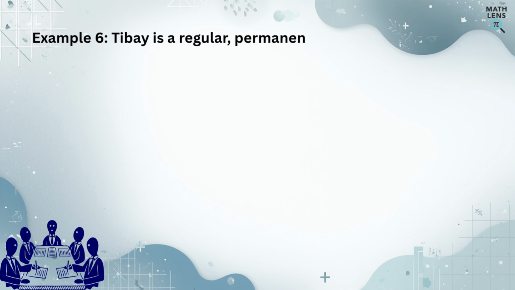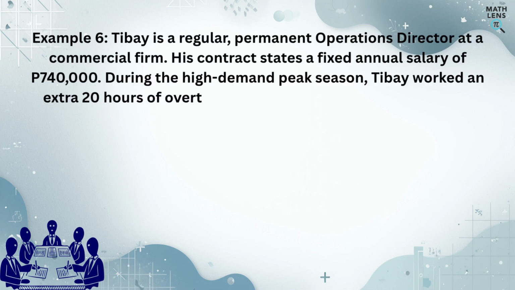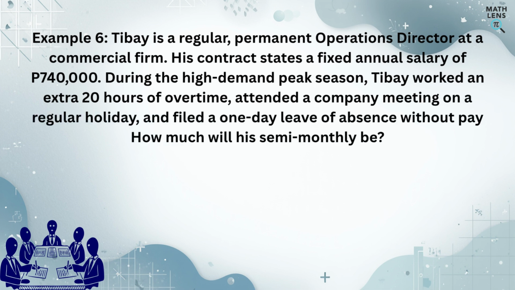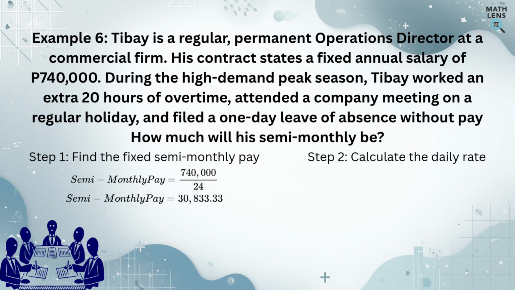In example 6, we are examining Tabay's earnings as a permanent operations director at a commercial firm. To determine his semi-monthly, Step 1. We begin by finding the fixed semi-monthly pay. Since there are typically 24 pay periods in a year, we divide the annual salary by 24. This gives us Tabay's regular earnings of 30,833.33 each semi-monthly period.